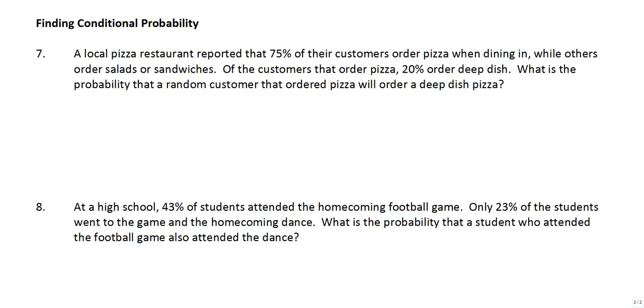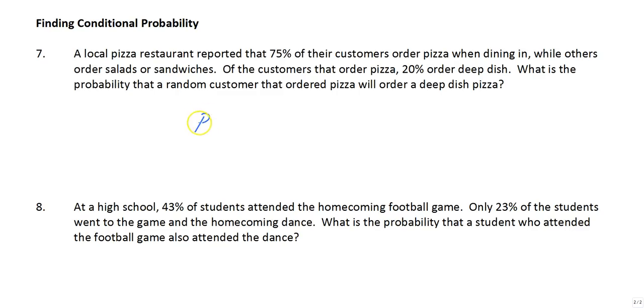Conditional probability, again, is what we were just talking about in terms of independent versus dependent. It means something has already happened. So if you have a local pizza place that says that 75% of their customers order pizza when dining in, and the others just order salads or sandwiches, of the customers that actually order pizza, 20% of them order the deep dish. So what's the probability that a random customer that ordered pizza will order deep dish?